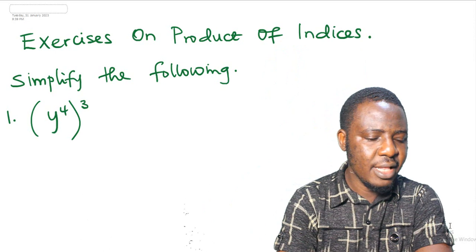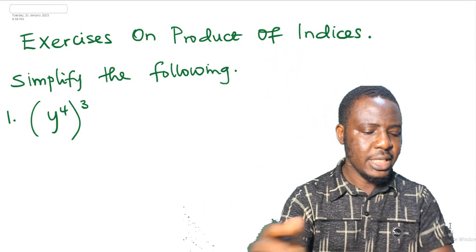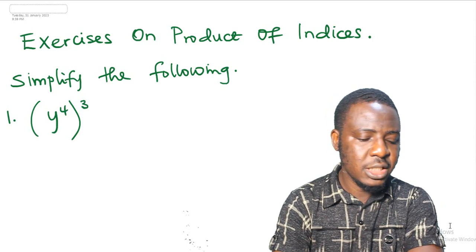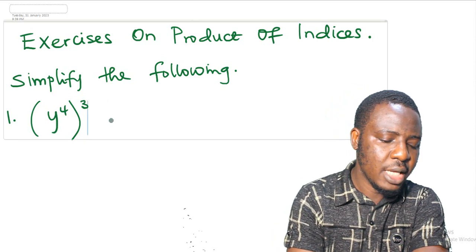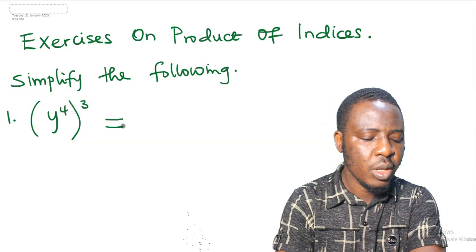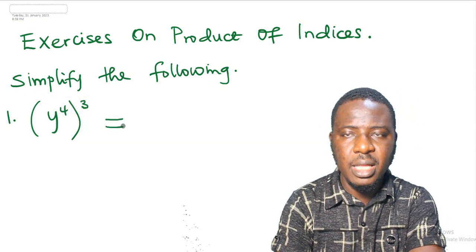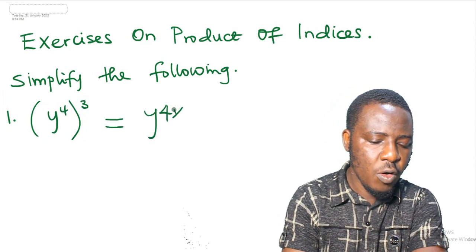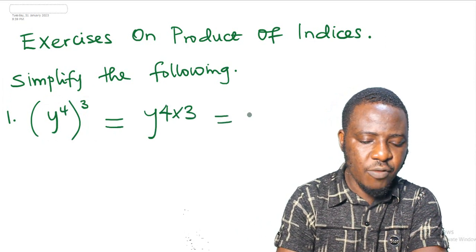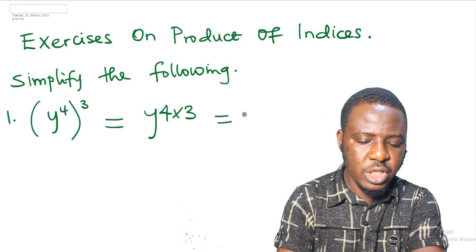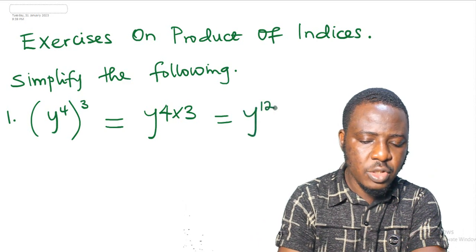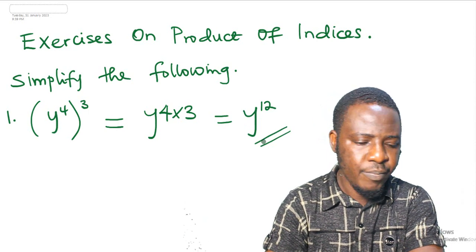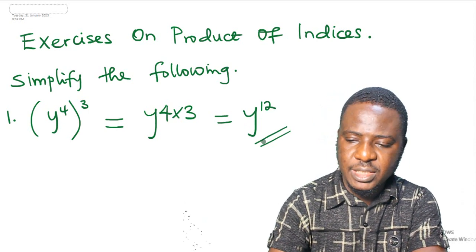We are asked to simplify the following. Question 1 says bracket y raised to power 4 all cubed. This is a product law, and we're told that in solving this, you keep the base and multiply the powers, so that this now becomes y raised to power 4 times 3. And y raised to the power 4 times 3, where 4 times 3 is 12, is said to be equal to y raised to the power 12. So this is what you will do when you are asked to simplify a problem involving indices.